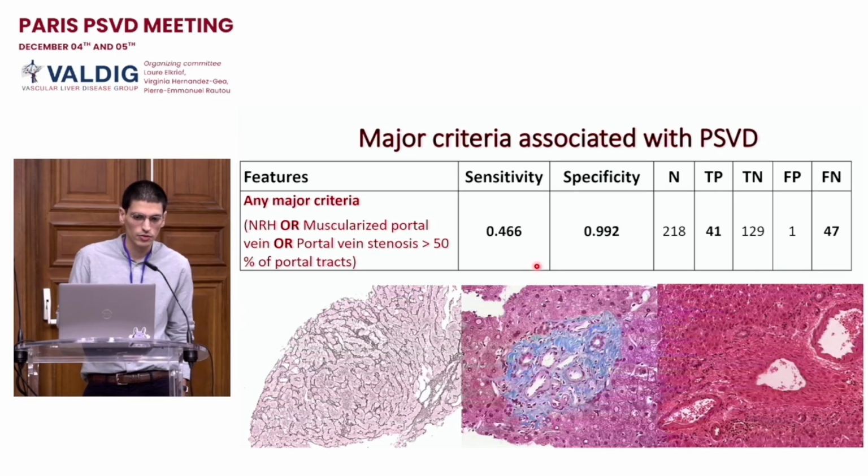But if you combine these major criteria in an OR manner, meaning having any of the major criteria, you get a higher sensitivity and you keep a very high specificity, 99%. So on the left, you have the NRH, the nodular regenerative hyperplasia, with hyperplastic trabeculae in the center. The PV stenosis here, with the reduced lumen in the center of the portal tract, and the muscularized portal vein, with thickening of the portal vein and smooth muscle cells in the wall.